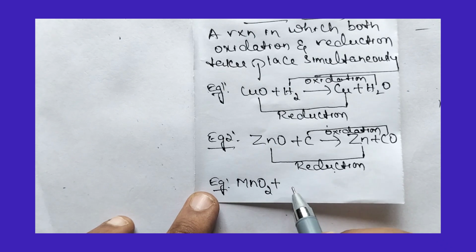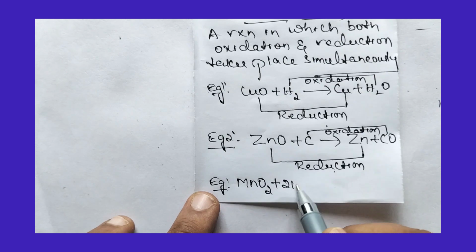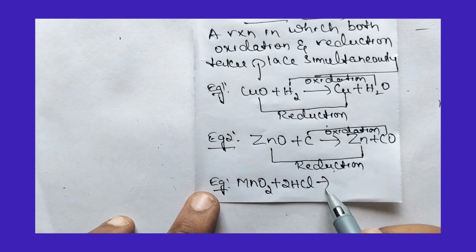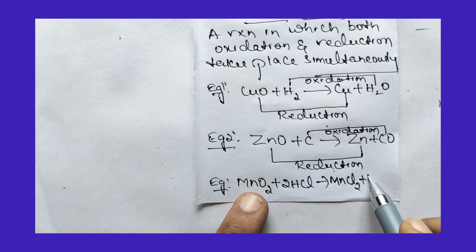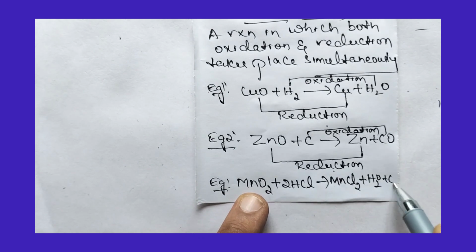Manganese dioxide will react with HCl to form MnCl2 plus H2O plus Cl2.